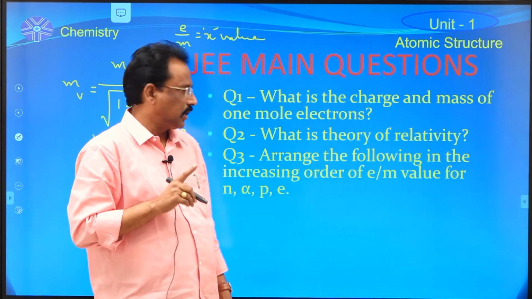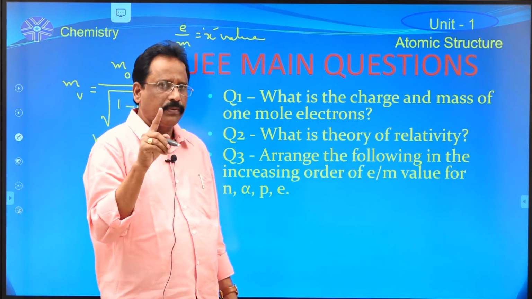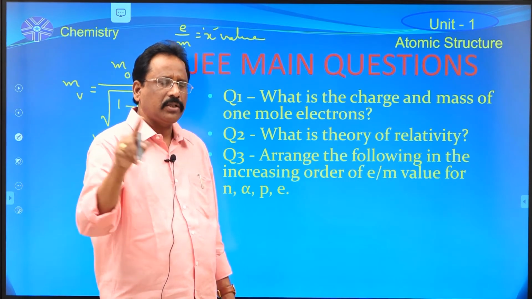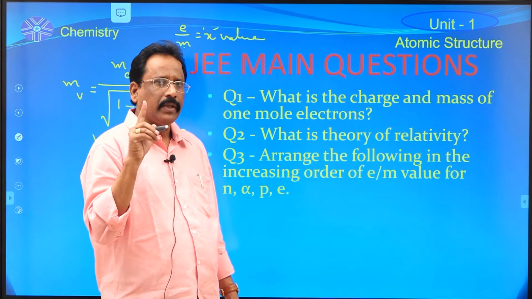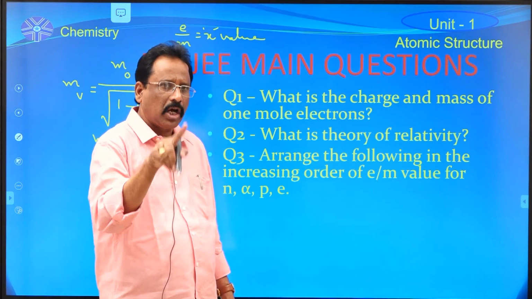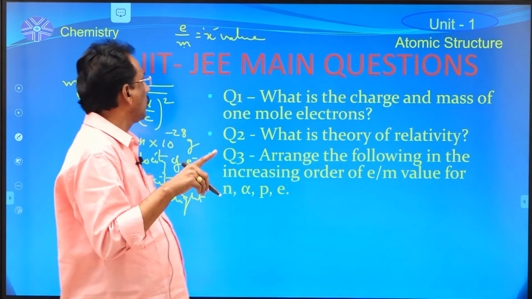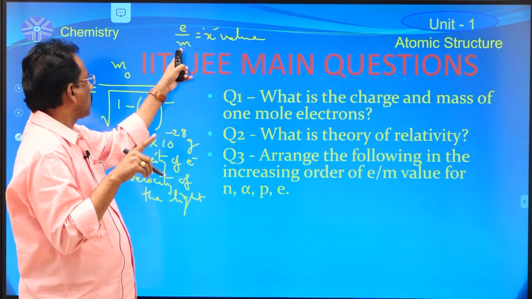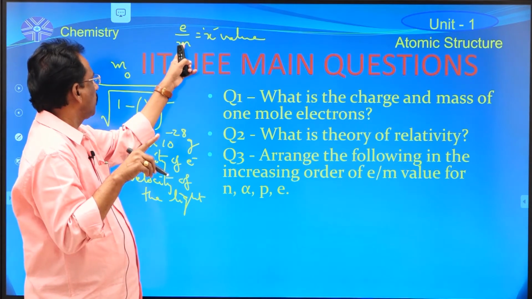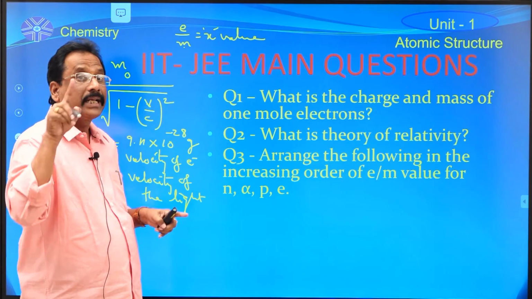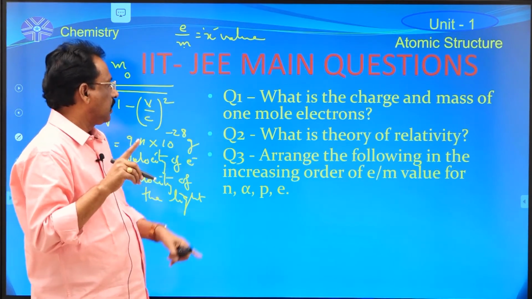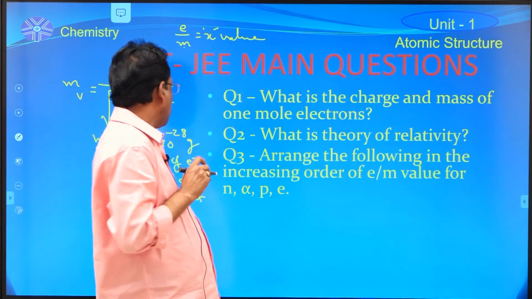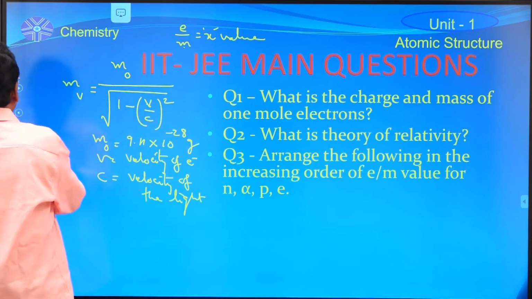So, the final conclusion is, according to the theory of relativity, when the velocity of the electron increases, the mass of the electron also increases. Now, in this formula, when the mass increases, the ratio between these two will decrease. So, that is the concept in the theory of relativity.